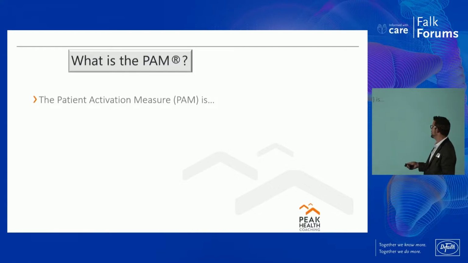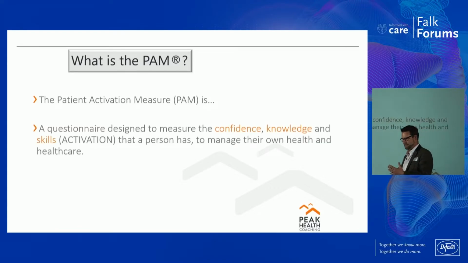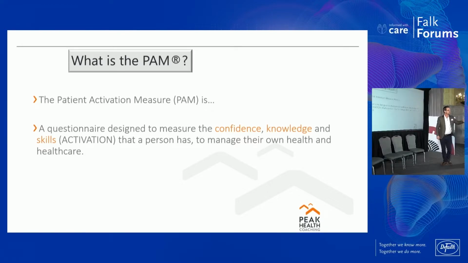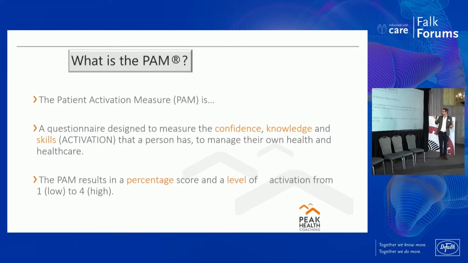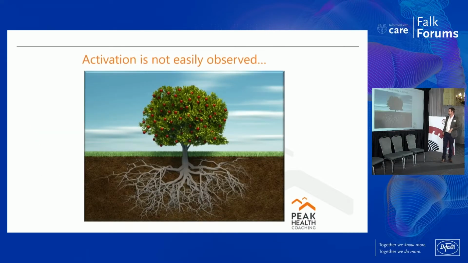The patient activation measure is a validated tool to measure people's confidence, knowledge, and skills to manage their health and their healthcare. It's a questionnaire, you feed the results into a spreadsheet, and what that spits out are two metrics. One is a percentage score, that's how activated someone is, and that corresponds to a particular level. Level 1, where someone is low in confidence, knowledge, and skills, all the way up through levels 2, 3, and 4, when someone is really high in their confidence, knowledge, and skills to manage their health and their healthcare.